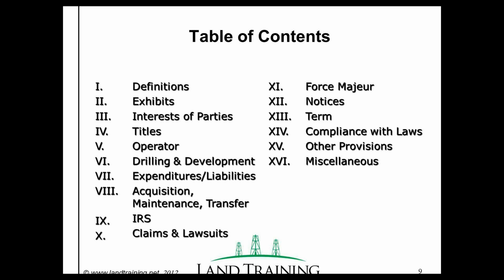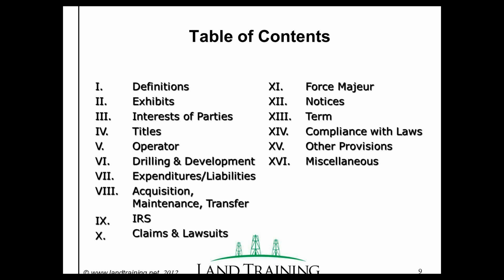5 is the operator. It states who the operator is going to be, and it states the responsibilities of the operator. 6 is called drilling and development. This is really the heart of the joint operating agreement. This is where you hear people talk about consent and non-consent penalties. So I want everyone to be crystal clear about what that is. When people are confused about the joint operating agreement, it's usually because they're confused about Article 6.